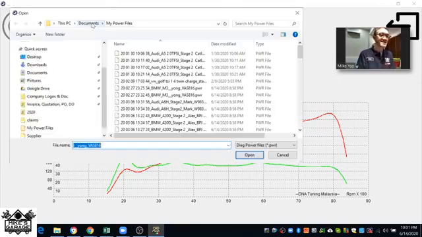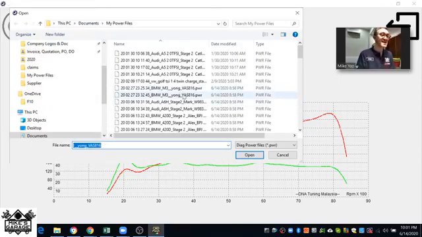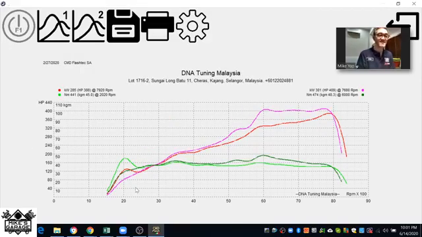Let us pull the run after that. I think it was this. Yep, after we have retuned it, as you can see, the horsepower has gone up to 409 horsepower. Even with this stock run here, the CATS has already been removed. For both runs, the catalytic converter has been removed.